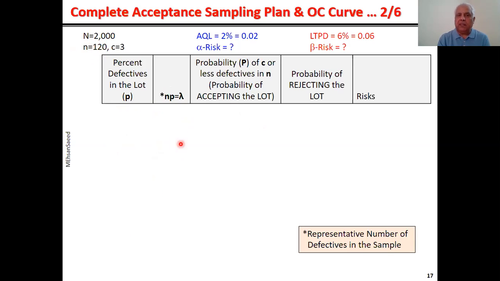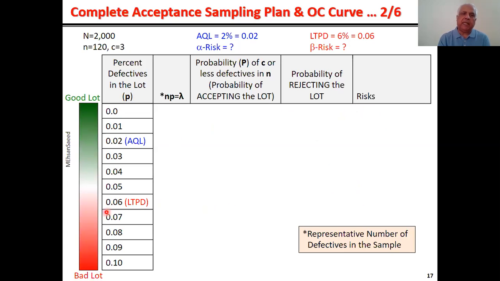For AQL quality level, we'll find out from the acceptance probability the rejection probability, and convert it into alpha risk. And likewise for LTPD, we'll find out the acceptance probability, but we will not calculate the rejection probability because that is not required. That acceptance probability will straight away go as beta risk.